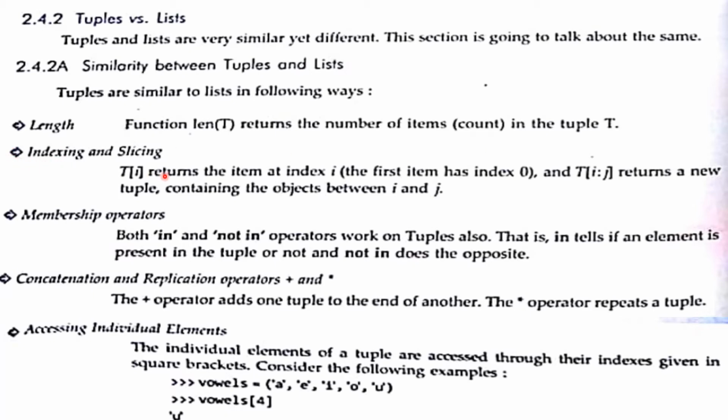Indexing and slicing are also the same as we have done in the list. Membership operators, both in and not in, work on tuples also. That is, it tells if an element is present in the tuple or not, and not in does the opposite. The same is true for concatenation and replication. Accessing individual elements: in tuples also we can access by index the elements which we want to access.